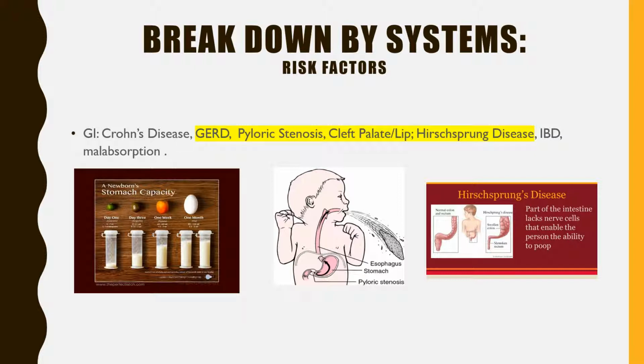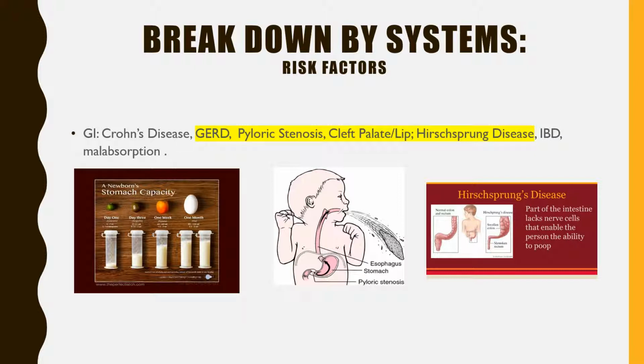We're looking at the GI, which includes things like Crohn's disease, GERD, pyloric stenosis, cleft palate and lip, Hirschsprung's disease, IBD, and malabsorption. I like to pay extra attention to GERD, pyloric stenosis, and Hirschsprung's because these are issues I have seen personally that contribute to FTT.